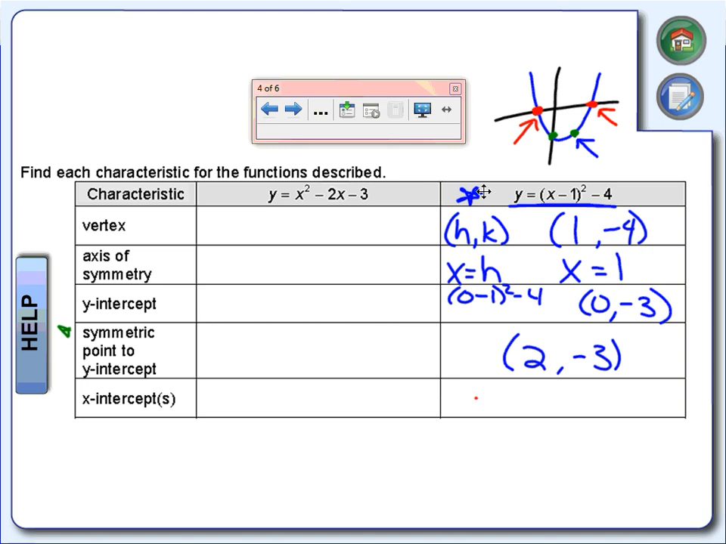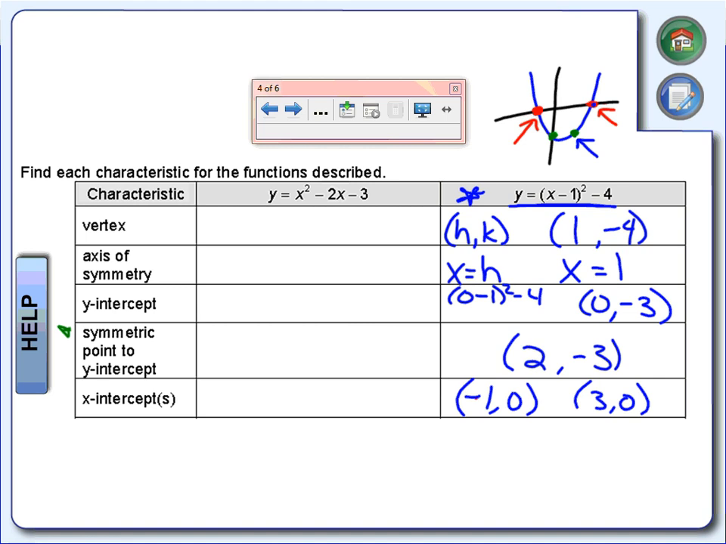That's one of our ordered pairs, (-1, 0). That's one of your x-intercepts. What about that other one right here? (3, 0). That is your other x-intercept. Now remember, we're not always going to have two of them. This one we happen to have two, so those are the two that we found: (-1, 0) and (3, 0).